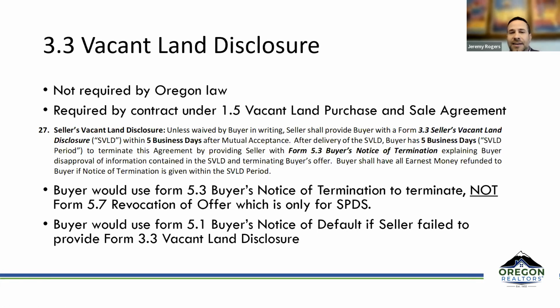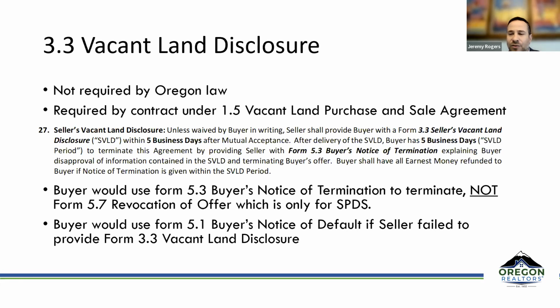As you can see, it mimics the statutory seller property disclosure law by giving the buyer a 5 business day period to terminate if they disapprove of the vacant land disclosure document after it's been delivered to them. Some of the differences, though, and how this would play out are important for you to understand. One is that if a buyer was terminating based upon disapproval of the vacant land disclosure, they would use our Form 5.3 buyer's notice of termination.